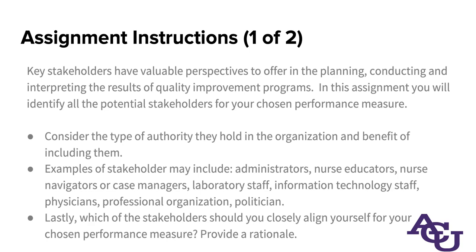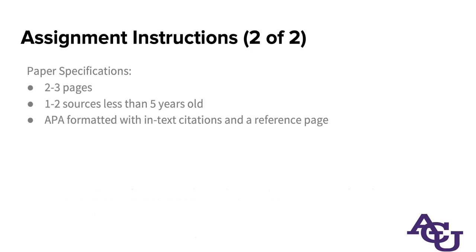Then an explanation offering a list of different groups you can start with as examples of stakeholders: administrators, nurse educators, nurse navigators or case managers, lab staff, IT staff, physicians, professional organizations, politicians. And then a note: which of the stakeholders should you closely align yourself with for your chosen performance measure, and explain why. So we've got that performance measure that we need to list, discuss, and then say why it's relevant to whichever groups of stakeholders you have identified and which you're going to be working most closely with.